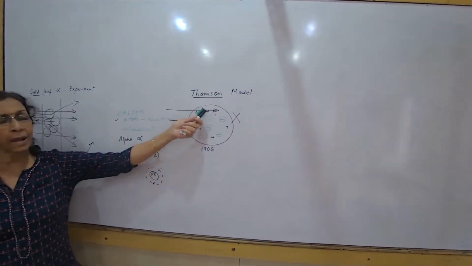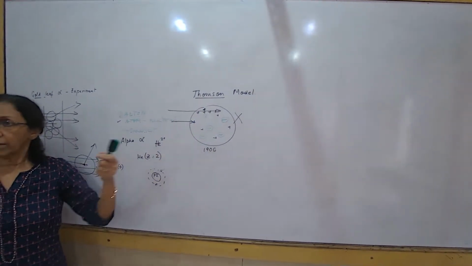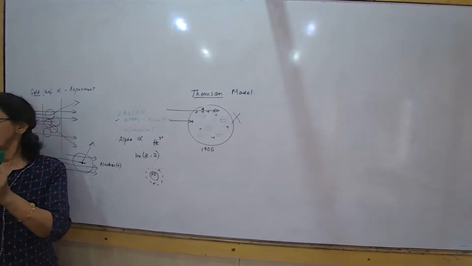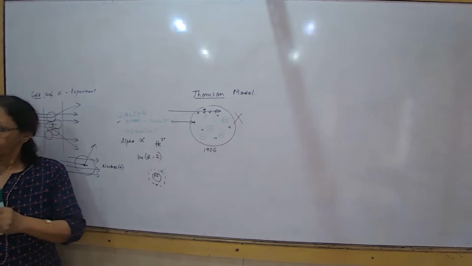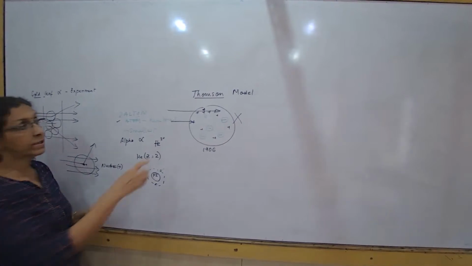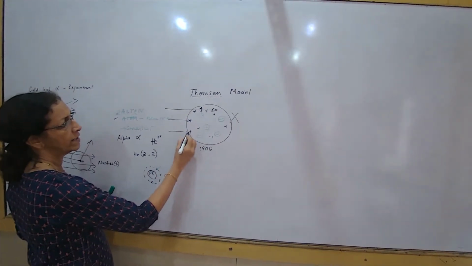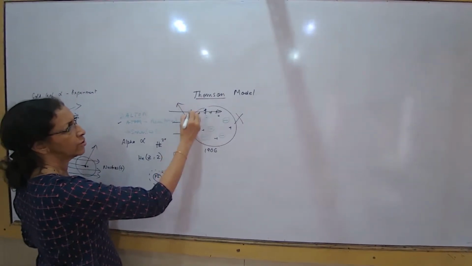Had it been a plum pudding model, then many of these alpha particles could not go through, because this plum pudding consisted of positive charges. It would stop at the sphere only, outside the sphere. He is talking about the entire thing being positively charged. So if at all it hits here, then it should deflect.